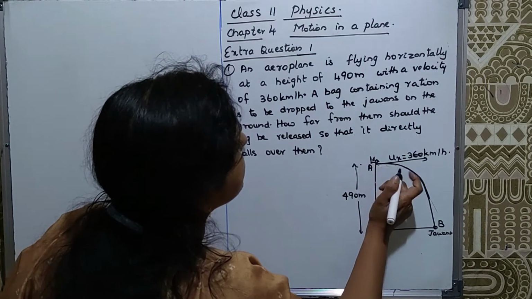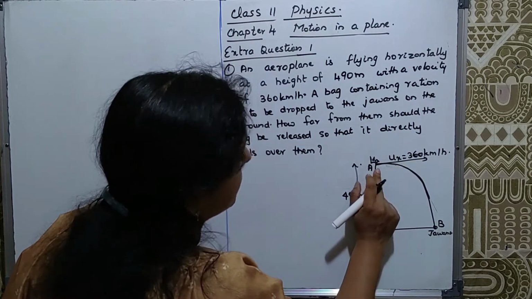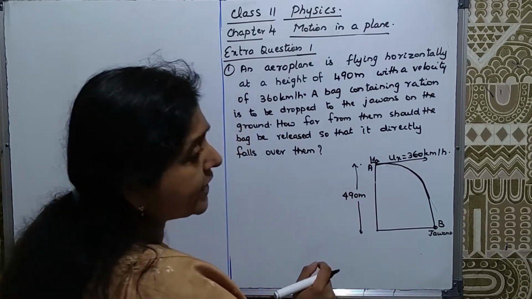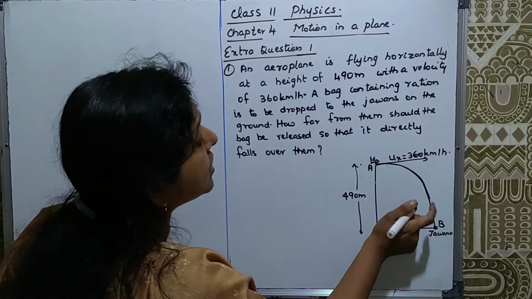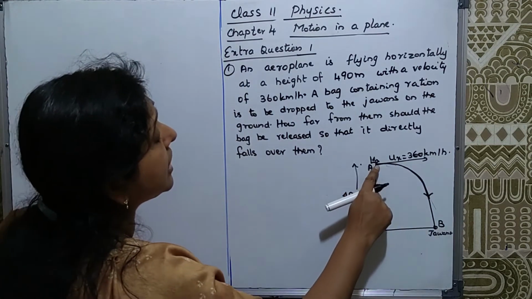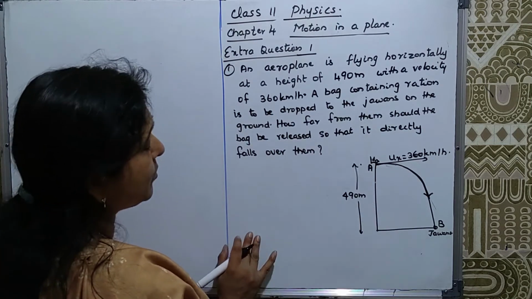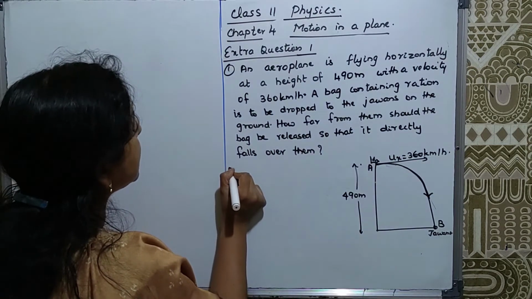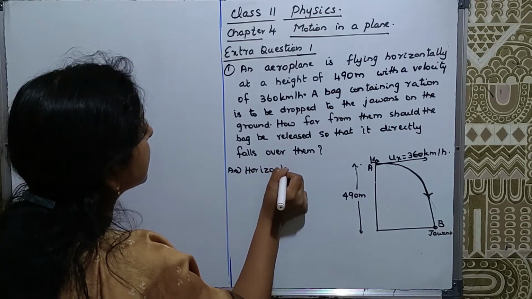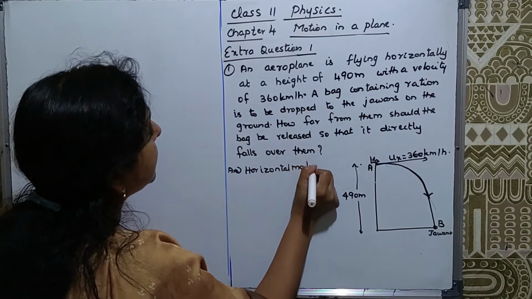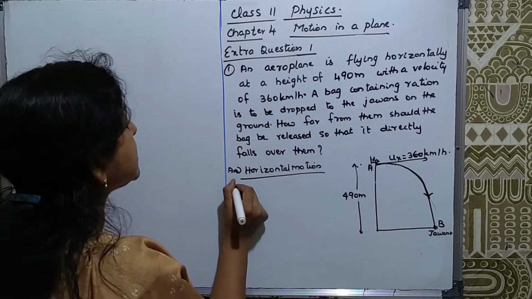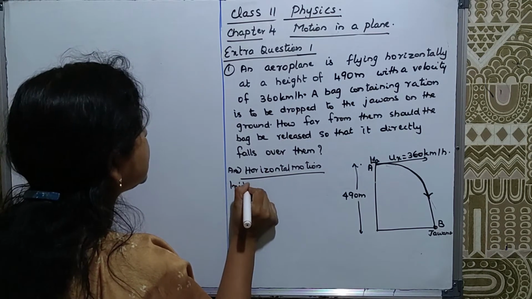With the velocity that the aeroplane was moving in the forward direction, with that same velocity the bag will also move in the forward direction slightly. After that it will follow a curved path. So this bag has horizontal motion as well as vertical motion. First we are considering the horizontal motion. In the horizontal motion, we'll take the initial velocity along the x-axis.